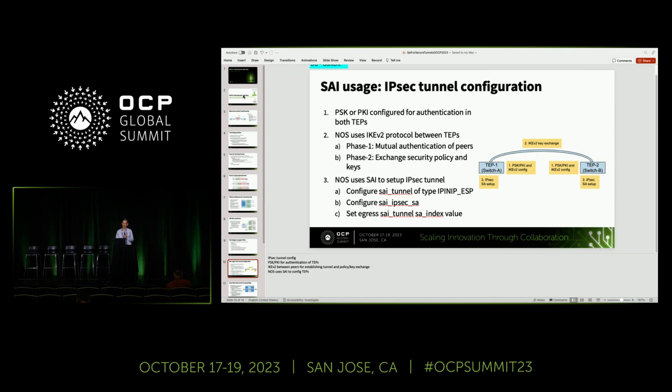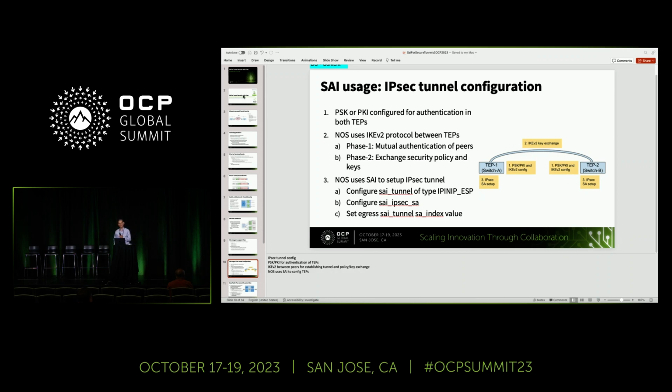This establishes a connection between them, and it does a Diffie-Hellman exchange, so now they can secretly share information. In phase 2 of IKE, it exchanges security policy and security keys, the security association materials, the key materials. After this phase 2 exchange is over, the NOS is capable of populating the hardware and preparing for IPsec transfer, right?